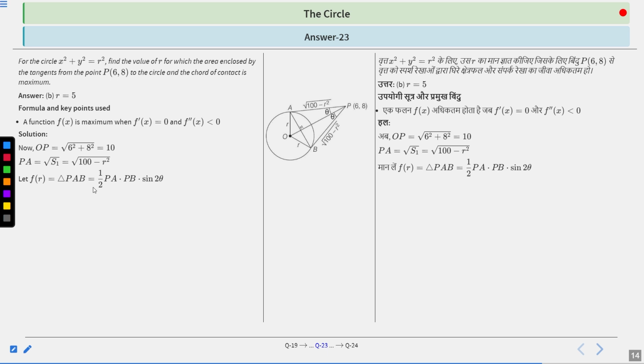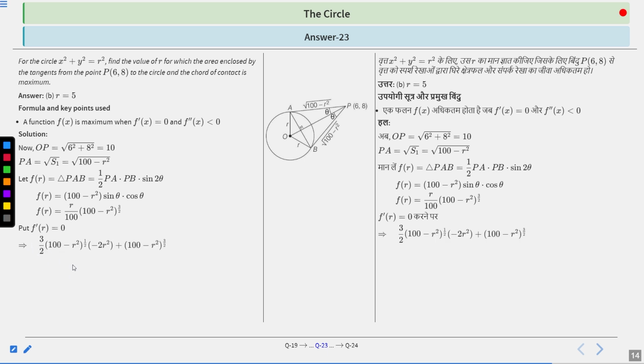So by putting these values, we can easily find the area of triangle PAB is half into PA into PB into sin 2 theta, right? Now F(R) is equal to 100 minus R square into sin theta into cos theta, right? So F(R) is equal to R upon 100 into (100 minus R square) to the power 3 by 2. Now putting F dash R equal to 0, you have the function of R, you have to find the value of F dash R. So you will get 3 by 2 into (100 minus R square) to the power 1 by 2 into minus 2 R square plus (100 minus R square) to the power 3 by 2, clear, which is equal to root over 100 minus R square into minus of 3 R square plus 100 minus R square equal to 0.